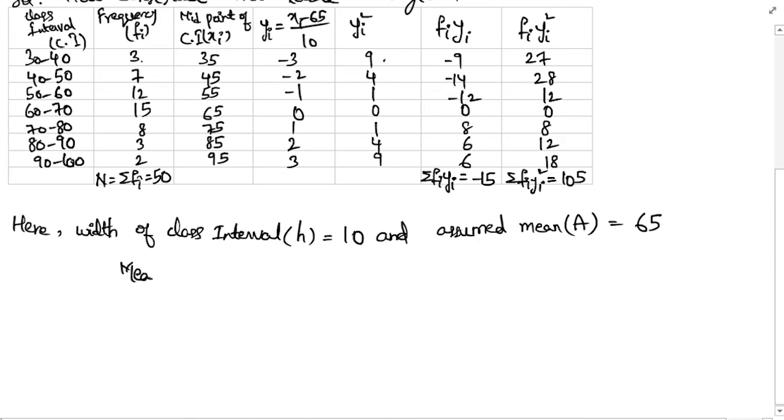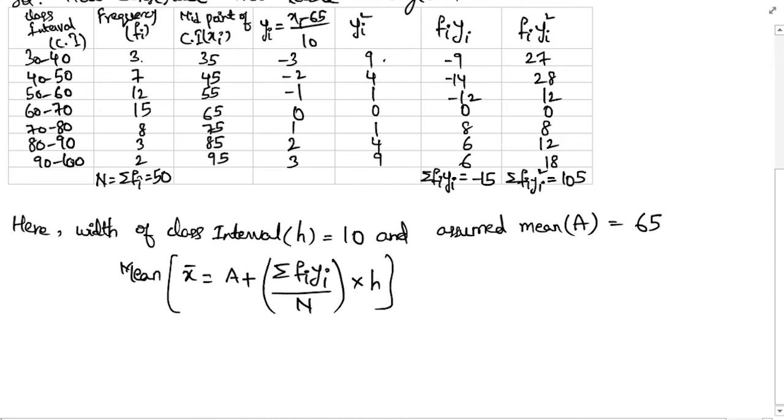So the mean, that is x bar. Did you understand what x bar is? X bar means the mean. X bar is equal to A plus summation of FiYi divided by n, into h. So that is equal to 65 plus minus 15 by 50 into 10, which is equal to 62. Now we'll find the variance.